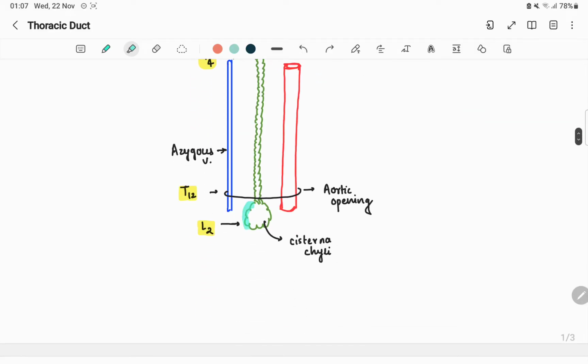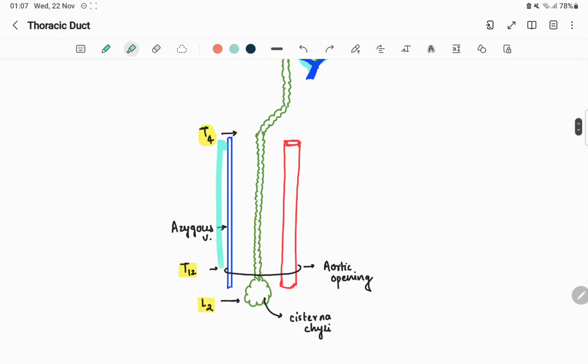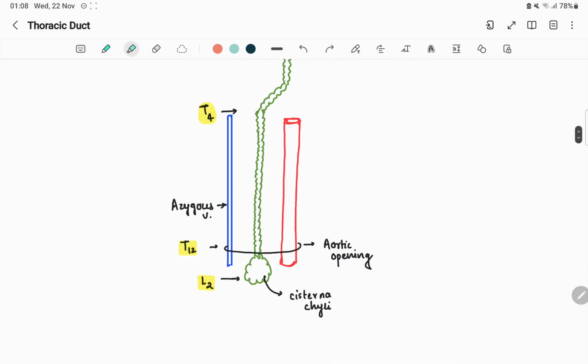It comes from the cisterna chyli. It is going up from here, going down. It is parallel to the azygos vein and the aorta. This is the aorta. It is going like this and ends in the cisterna chyli that is present at the L2 level. And at the T12 level, you have the aortic opening via which it is coming down. Understood?